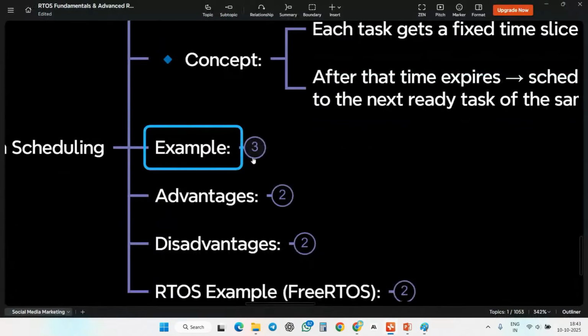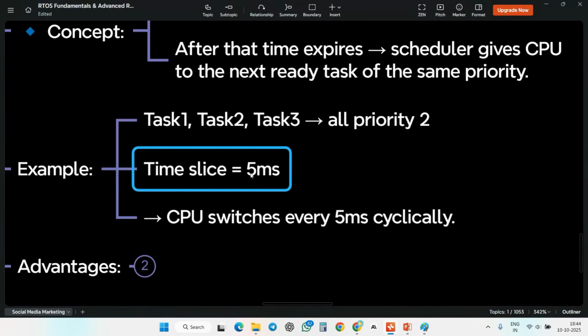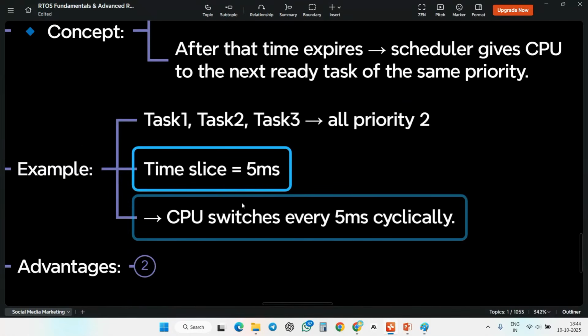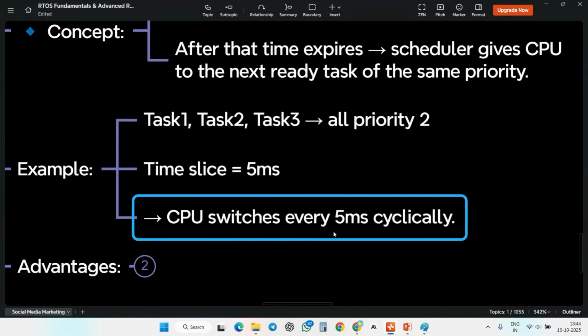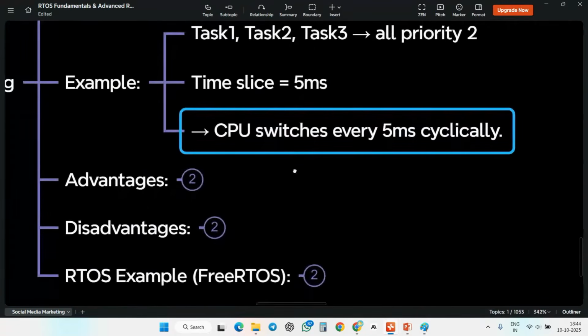Okay, and examples of it. What are the examples? Task 1, task 2, task 3 all have a priority number of 2. The time is going to be sliced by 5 milliseconds. Each task takes 5 milliseconds, and the CPU switches every 5 milliseconds. So this is what happens.